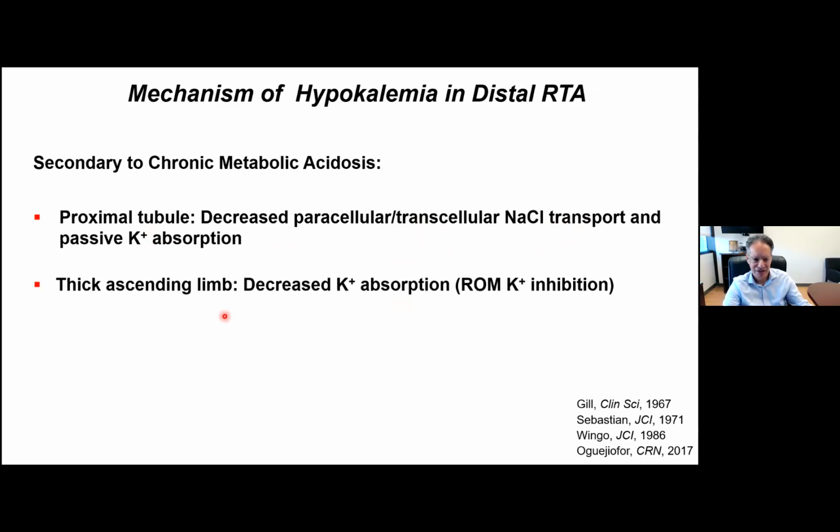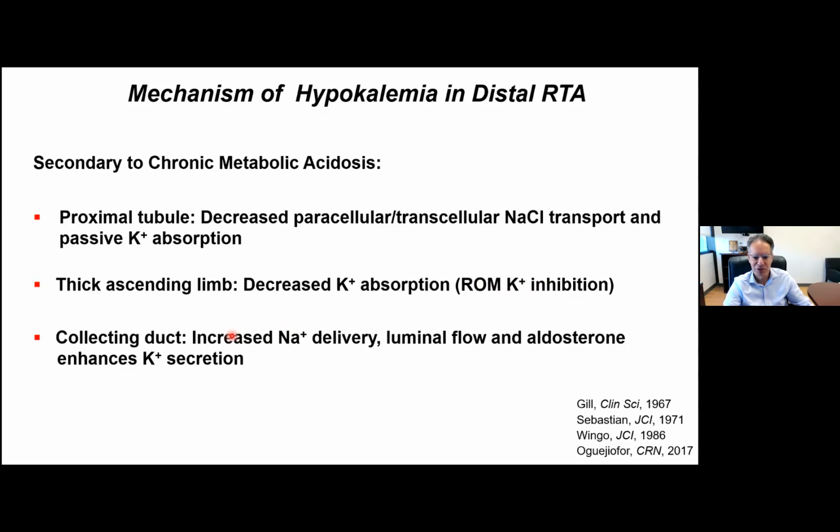Again, one hypothesis. The thick ascending limb has been invoked, where ROMK, which is the potassium channel in the thick ascending limb cells, is felt to potentially be inhibited. Again, this channel is mutated in one of the Bartter syndrome genes. But anyway, it's felt to be potentially involved in these patients. Again, a hypothesis. And the collecting duct has been invoked, where one has increased sodium delivery, luminal flow, and aldosterone enhances K secretion. But again, no one knows what part of the nephron is involved and why. But these patients can have severe hypokalemia with Ks of 1.7, 1.8, that kind of thing.